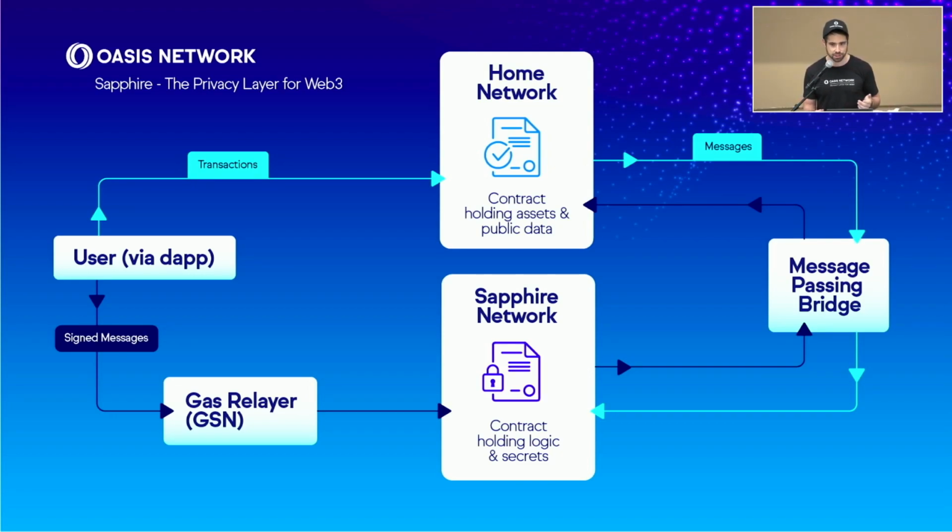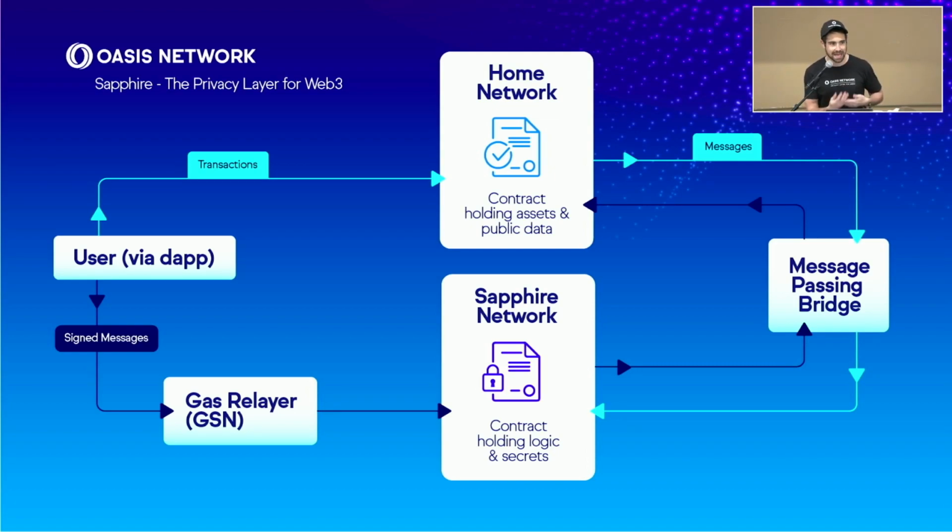MetaMask is just going to pop up one little box that says sign message. Not even sign transaction, just sign message. They hit sign, not change networks, just sign, and that will get submitted through the gas relayer to Oasis Sapphire, where it will then process it with end-to-end confidentiality.